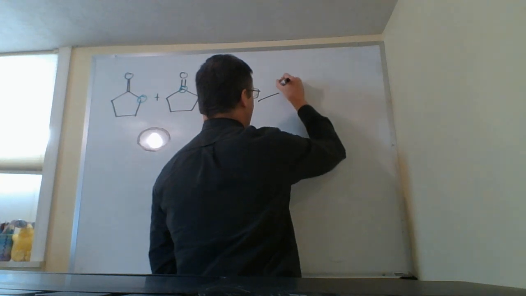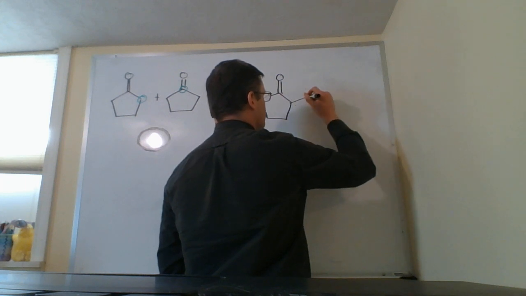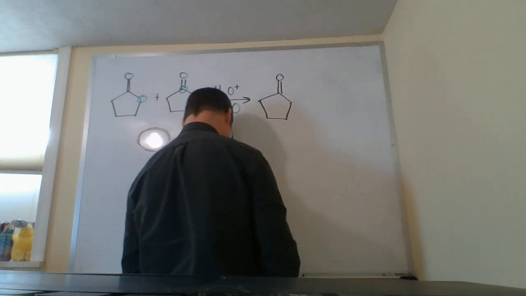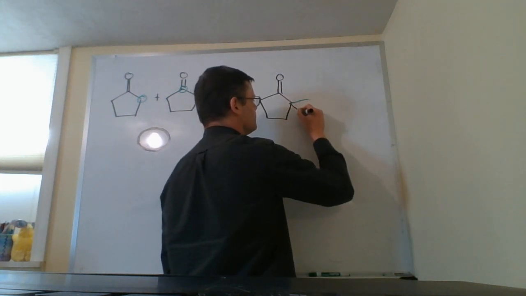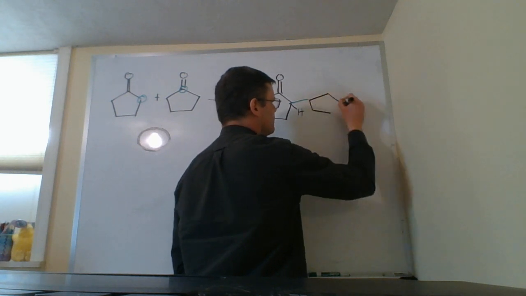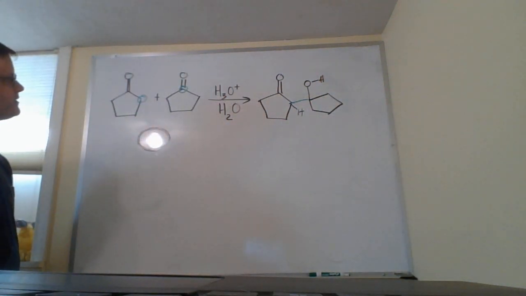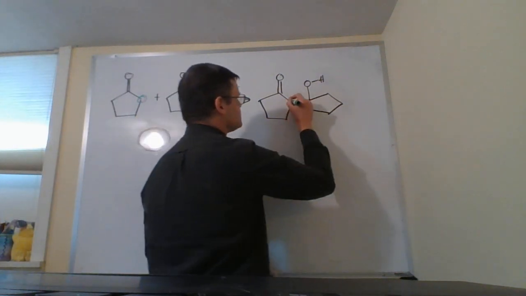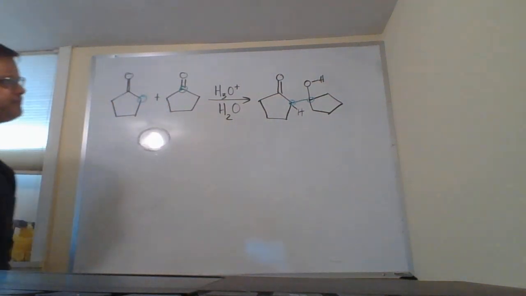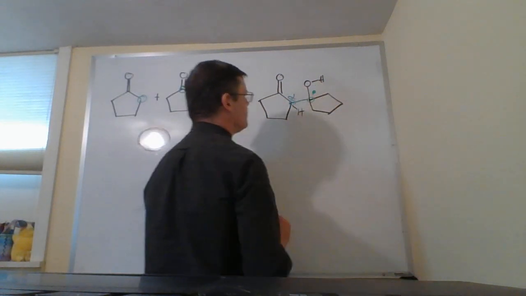Actually, let me put that in green. I'm going to highlight my new CC bond here. There it is. We've got a hydrogen coming off of here, OH. See that connection there? So this carbon, maybe I'll circle these here, this was our alpha carbon, and there was our carbonyl carbon. And I've got a beta hydroxy ketone product.